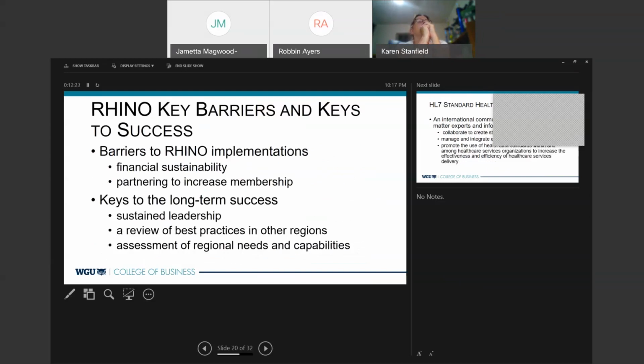Barriers and successes. Always barriers, always successes. Some of the barriers are financial sustainability. These regional health information networks were primarily nonprofit organizations, and for many nonprofit organizations, financial sustainability is a challenge, especially when this is the charge that you've taken on. This is an expensive endeavor, first of all, but when this is your charge, sustainment is key, and that's not always possible. Okay.